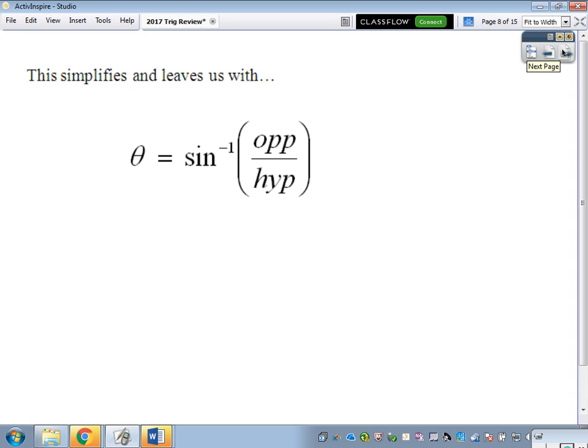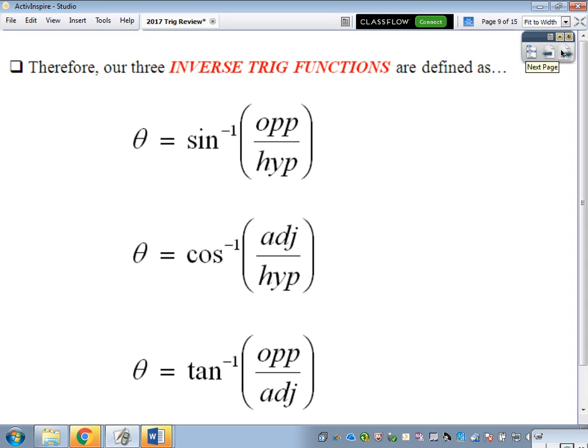And now that we can put them in terms of all three trig functions, let's write these down. If you need to solve for an angle, do you need to know how to derive that? No. But we should know at least this. If we're solving for an angle and we have to use the sine function, we should be doing theta equals the inverse sine of opposite over hypotenuse. If we're trying to solve for an angle and we have to use the cosine function, we should be doing inverse cosine of adjacent over hypotenuse. If we're trying to find an angle and we have to use the tangent function, inverse tangent of opposite over adjacent.